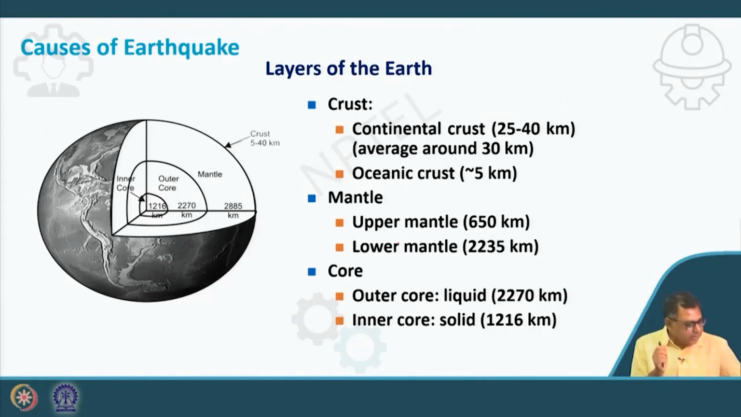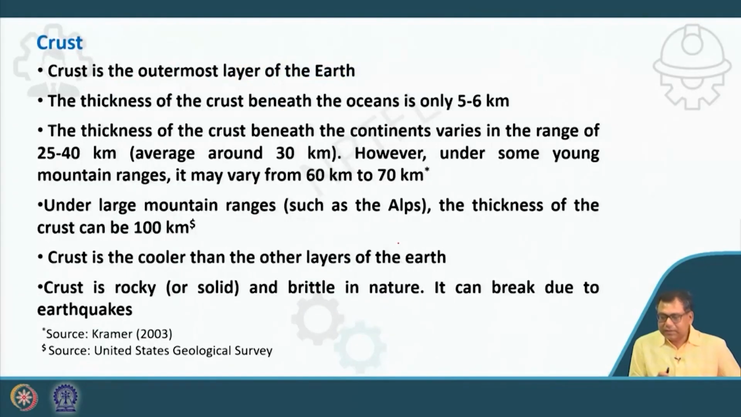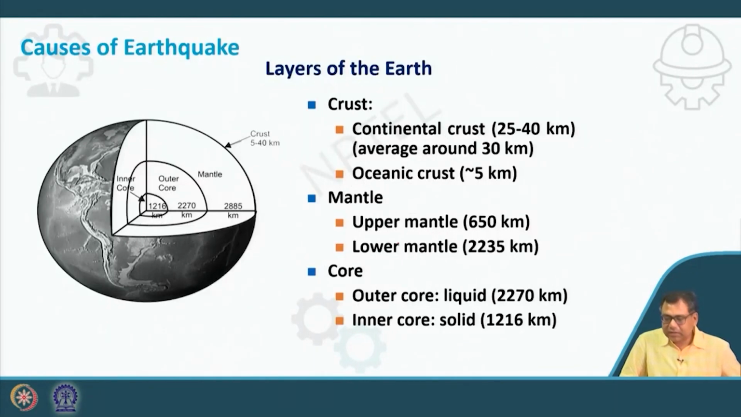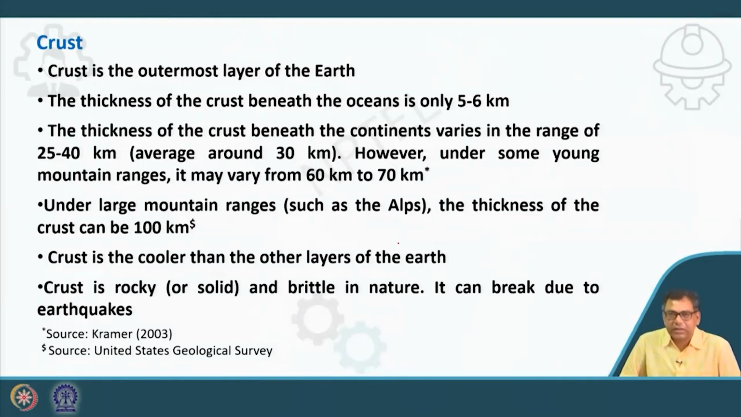Now let us discuss each layer in detail. The first portion is the crust. The crust is the outermost layer of the earth. The thickness of the crust beneath the ocean is around 5 to 6 kilometers, so here I have mentioned it is around 5 kilometers. That is the thickness of the oceanic crust, which is beneath the ocean. The thickness of the crust beneath the continent varies in the range of 25 to 40 kilometers.